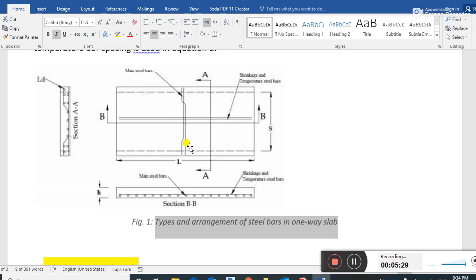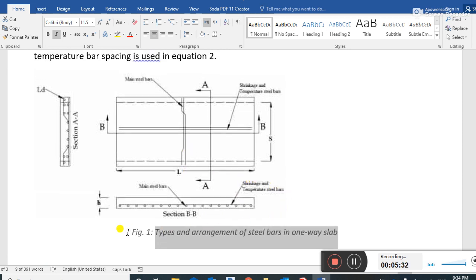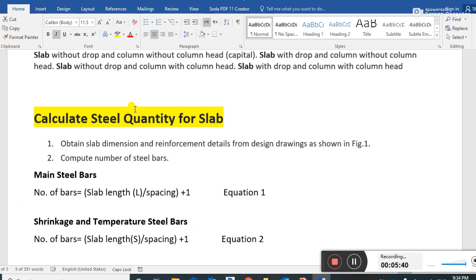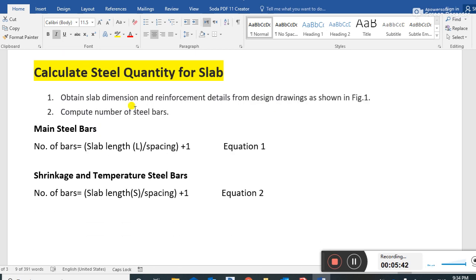Guys, we get all the dimensions for the calculation from the design drawing, put them into the formula and get the final result. Main steel bars, number of bars. This is the formula for the main bars: slab length L divided by spacing plus 1. This is the formula for the number of bars in the main steel bars.